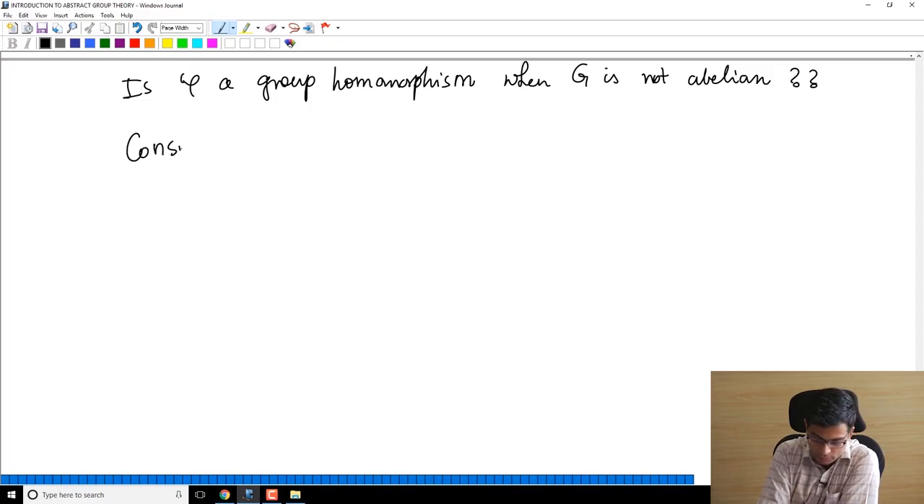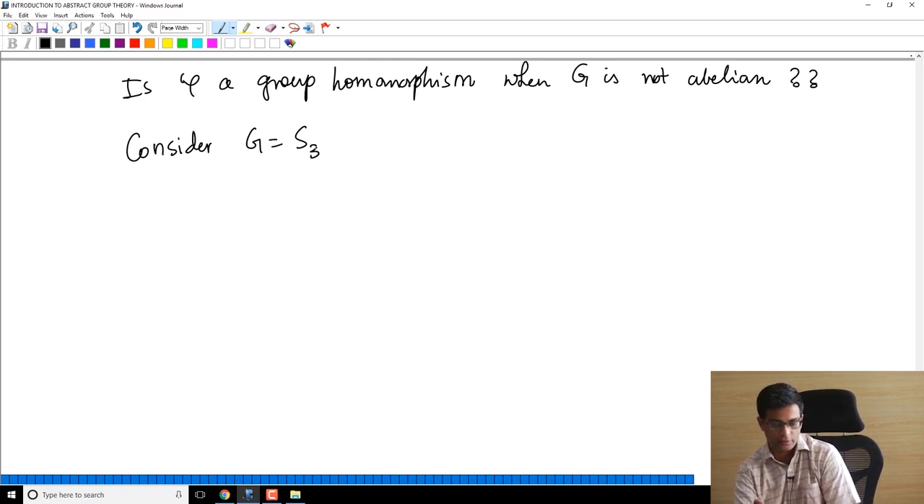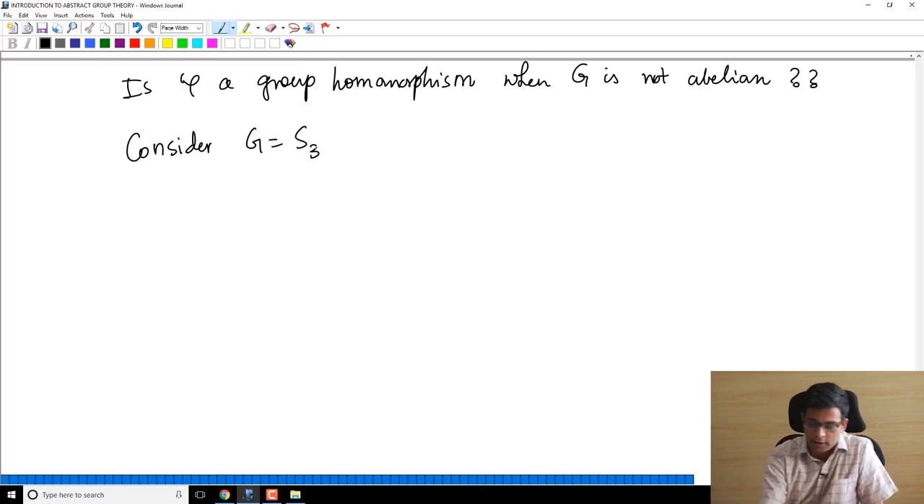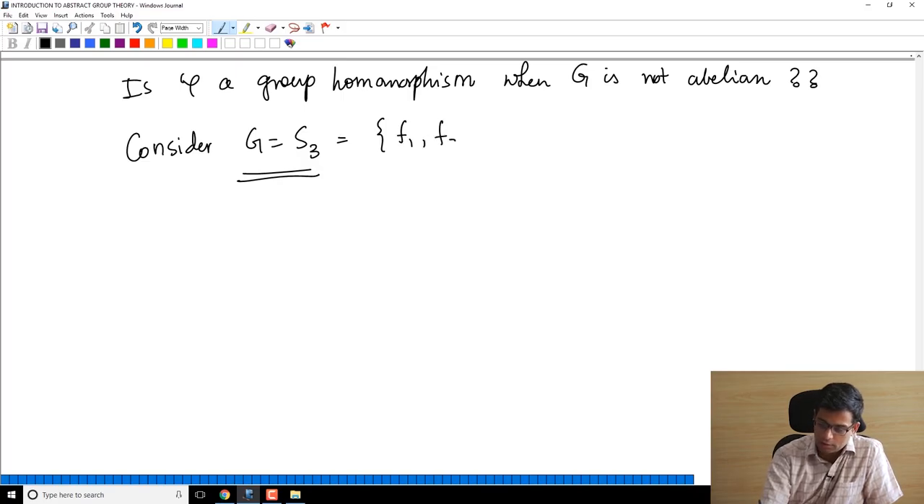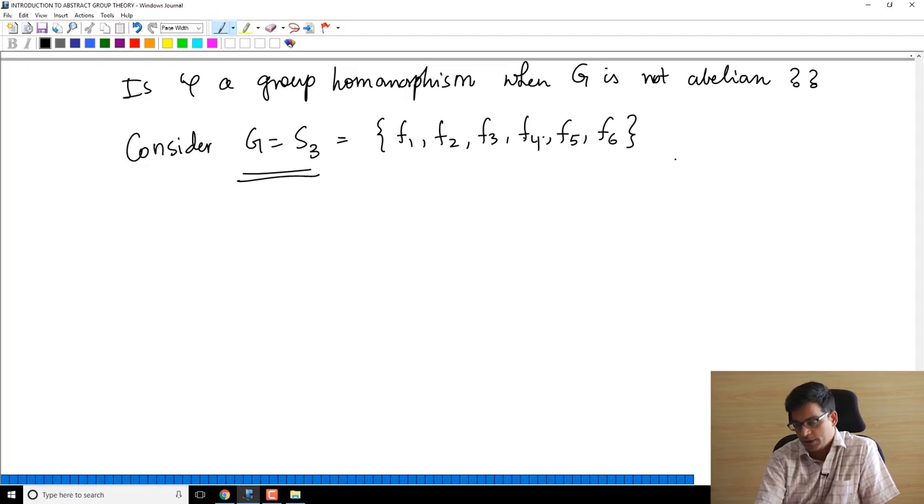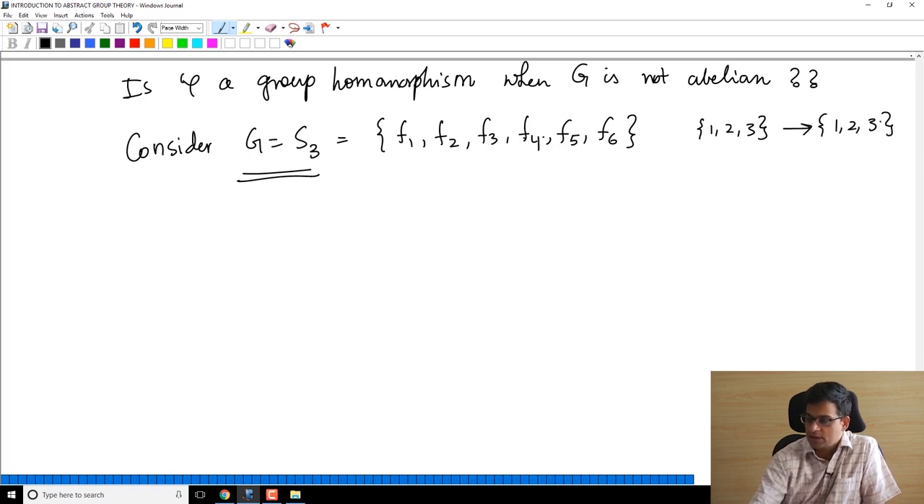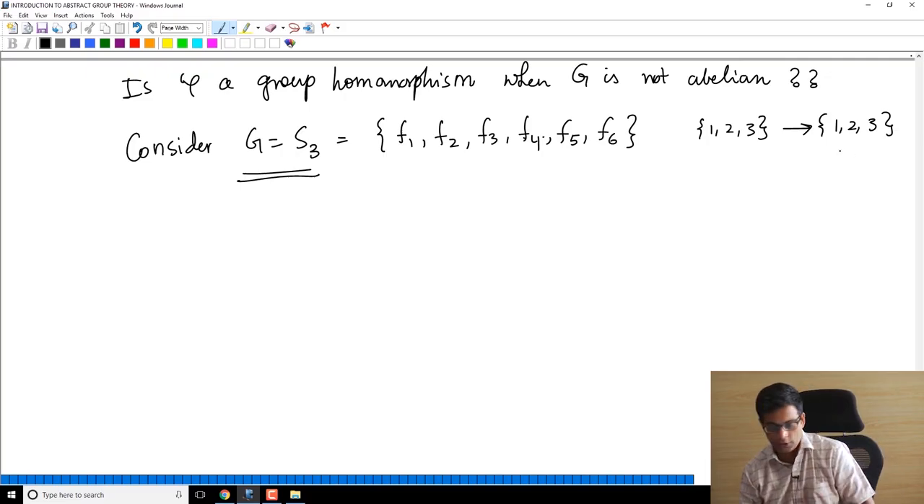So consider. Remember that in an exercise in an earlier video, we have shown that any group of order up to 5 is abelian. So 1, 2, 3, 4, 5 is abelian. And hence S3, which has 6 elements, is the smallest non-abelian group. And in the notation that I introduced a way back in one of the first videos, I used these letters to denote the elements here. These are all bijections of the set 1, 2, 3 to itself. S3 is always the set of bijections from 1, 2, 3 to 1, 2, 3.